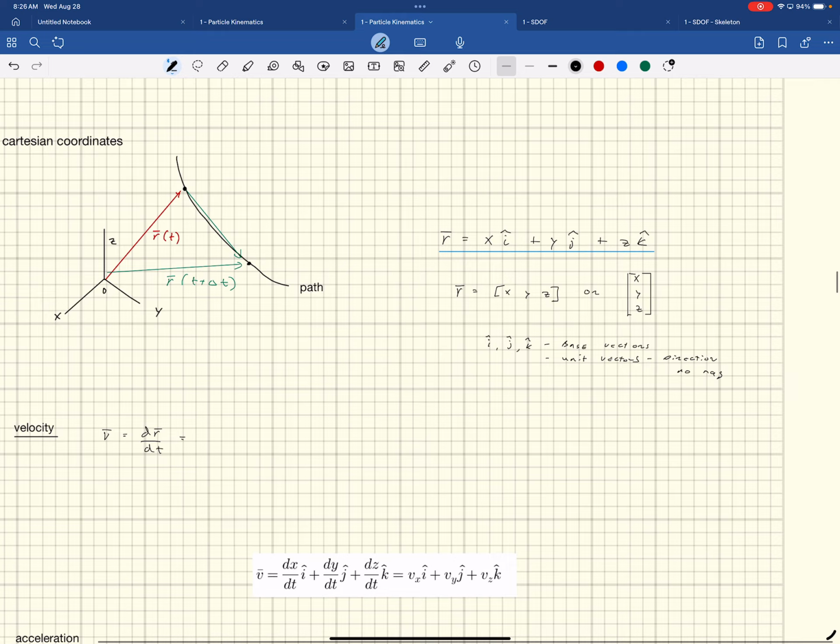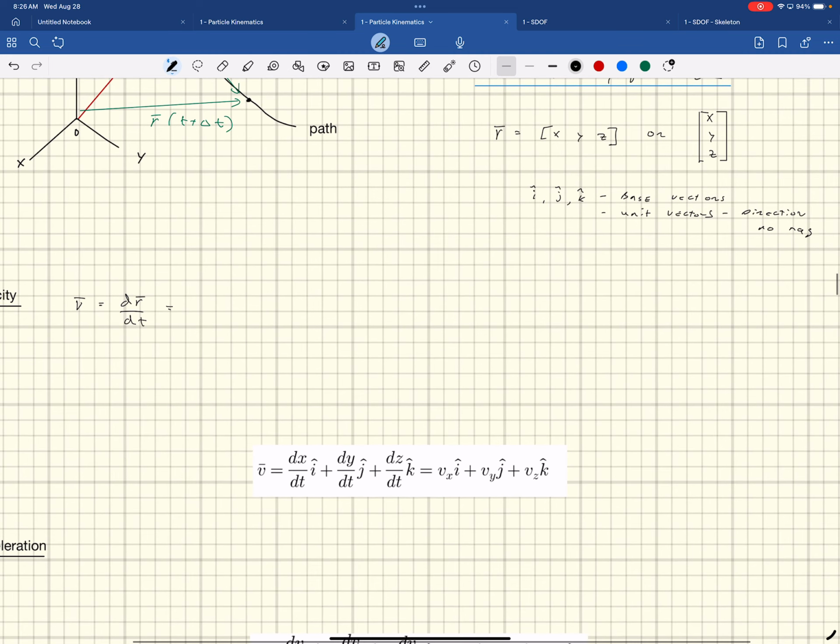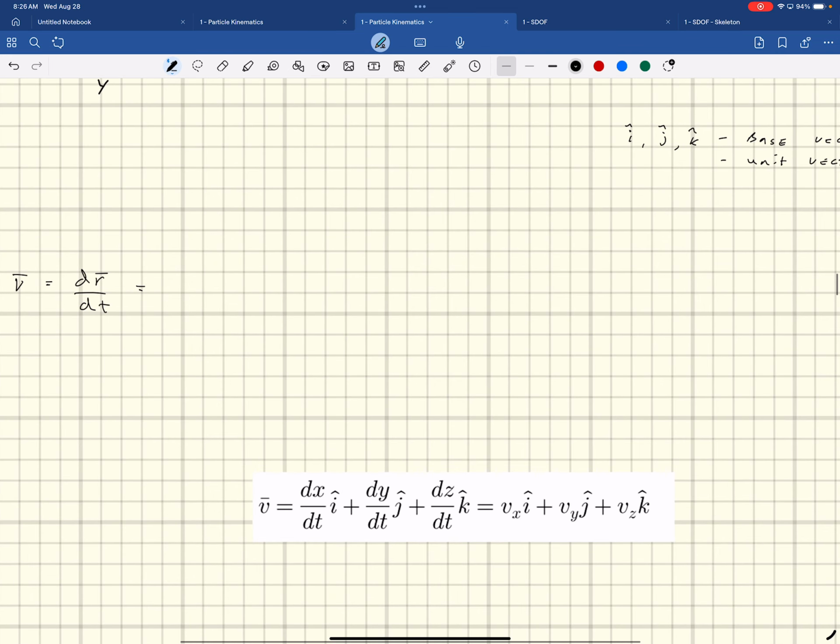So that's what my position is. And now I'm going to take the derivative of that position with respect to time. So I just have to put in what I just wrote down for r in this definition. So this is going to be the derivative d of x in the i plus y in the j plus z in the k. The derivative of all of those with respect to time.